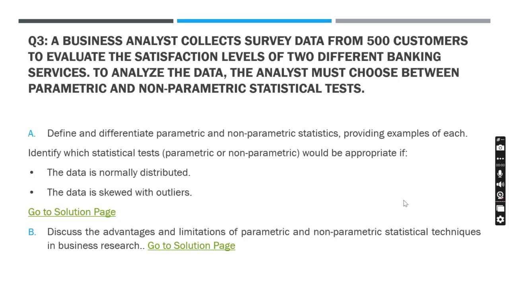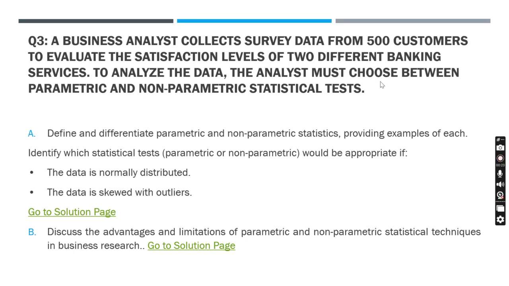The third question we're addressing here in the case studies says a business analyst collects survey data from 500 customers to evaluate the satisfaction levels of two different banking services. So here, like it says, we have two different banking services. That means we have two different groups, okay? And each group has different characteristics, okay?